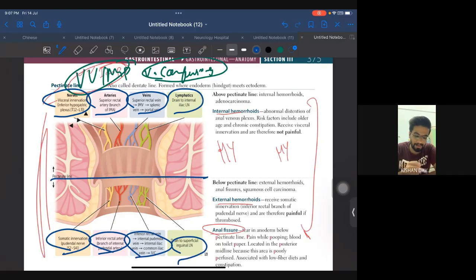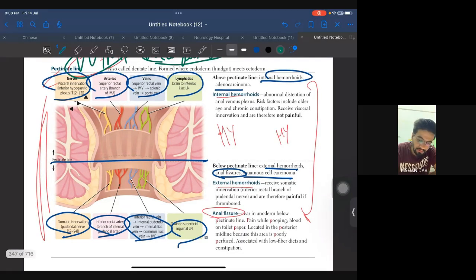Okay, above the pectinate line, internal hemorrhoid, adenocarcinoma. Below the pectinate line, external hemorrhoid, squamous cell carcinoma. Even the anal fissures will be occurring below the pectinate line. Okay. Now, what other things? These are not painful. These are painful. Internal hemorrhoid, adenocarcinoma, not painful. External hemorrhoid, anal fissures, squamous cell carcinoma, painful.